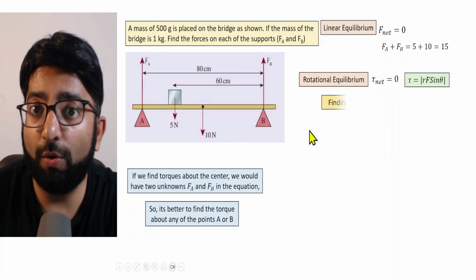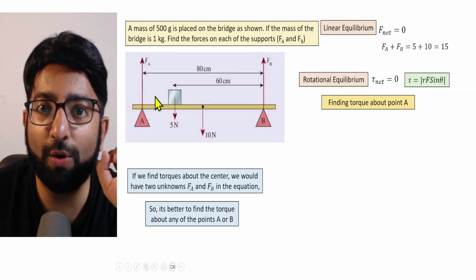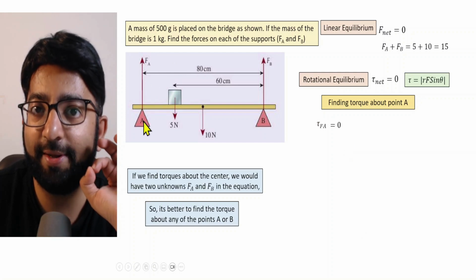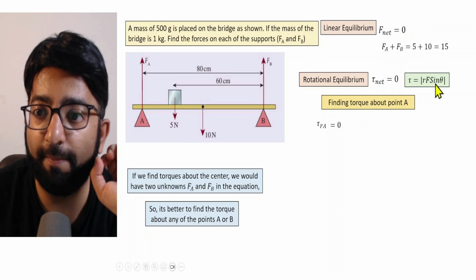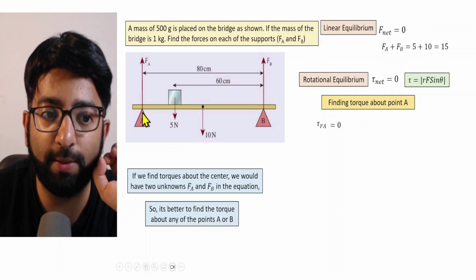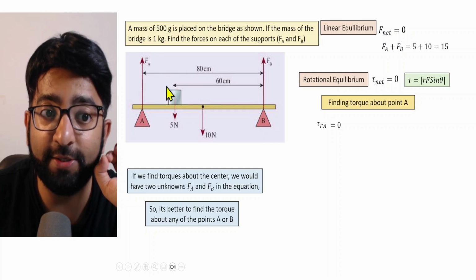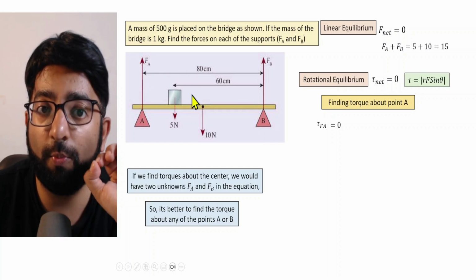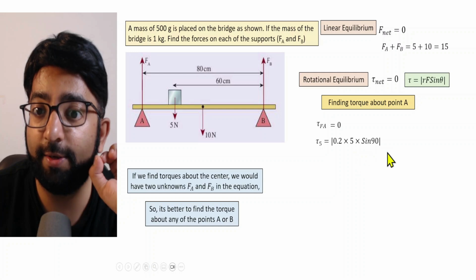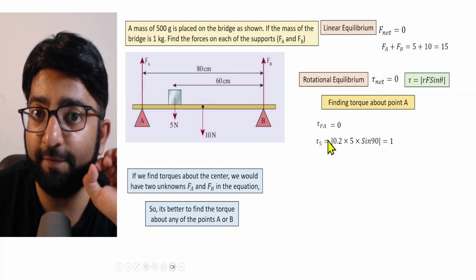So here we will be figuring out the torques of all the forces about the point A through which FA is passing. So what will be the torque due to FA? It will be just 0 because FA is passing through the point A. Next, we have this 5 Newton force. So the magnitude of F is 5 and the value of R, which is the distance between the 5 Newton force and the point A, will be 20 centimeters. So it is 80 minus 60. So this distance will be 20 centimeters, which is 0.2 meters. Hence, the torque due to 5 will be 0.2 multiplied by 5 multiplied by sine 90. And if we solve this, we will get 1 Newton meter as the torque due to the 5 Newton force.